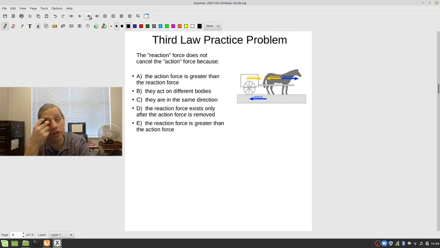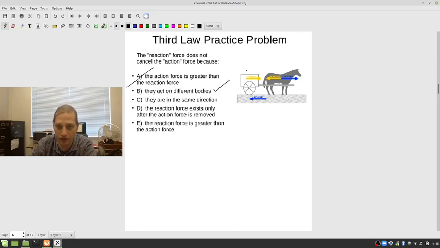Okay, so Newton's third law says that every action has an equal and opposite reaction force. Now, a conundrum that we ran into here is, what if you have a horse connected to a cart or a wagon? The horse is pulling on the wagon, and the wagon is pulling back on the horse. The sizes of those forces are equal. How is it that all of these forces don't just cancel out? Is it because the action force is greater than the reaction force? No. Newton's third law says they're equal. They act on different bodies.